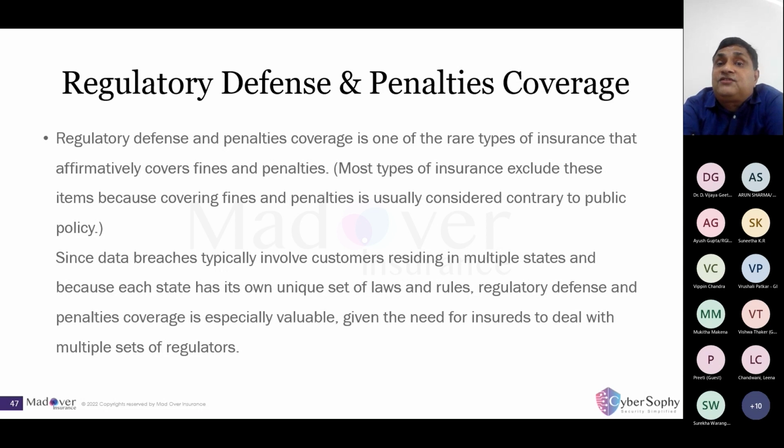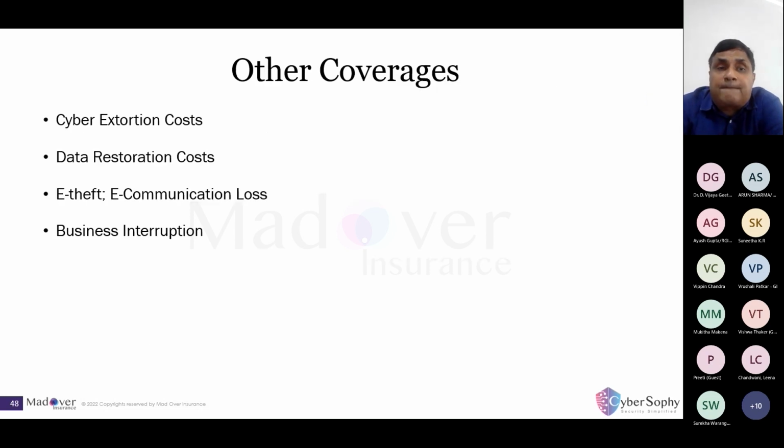Regulatory defense and penalties coverage is one of the rare types that I talked about, where normally, because it's contrary to public policy, we don't cover it, but under this policy, we do cover it, since data breaches typically involve customers residing in multiple states, especially in the US. In India, that's not a major problem because we have only one single law, despite being a federal structure. In the US, you have many laws that need to be adhered to, which will be a very costly affair.